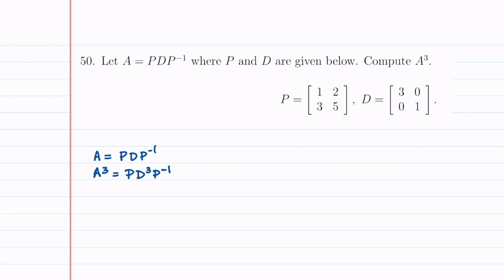In this problem, we're told that a matrix A is equal to P times D times P inverse, where P and D are given below. We're asked to compute A cubed. In order to solve this problem, we have to know a formula. Since A is equal to P D times P inverse, we can say that A cubed is equal to P times D cubed times P inverse. Notice that D is a diagonal matrix, so it's really easy to find D cubed. The hardest part of this problem is just doing the matrix multiplication.